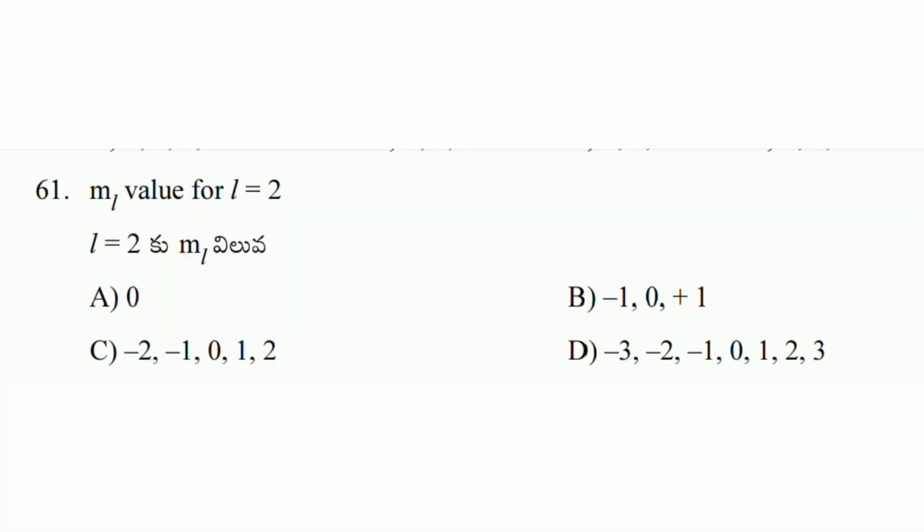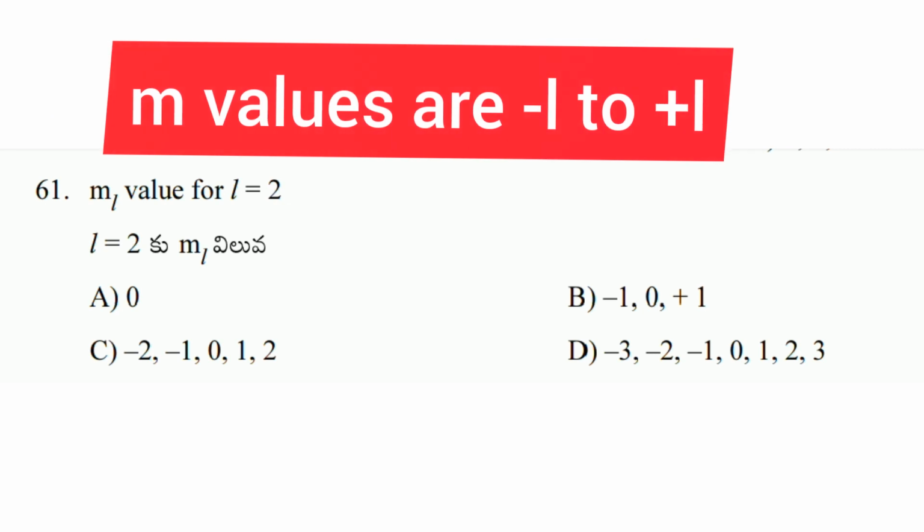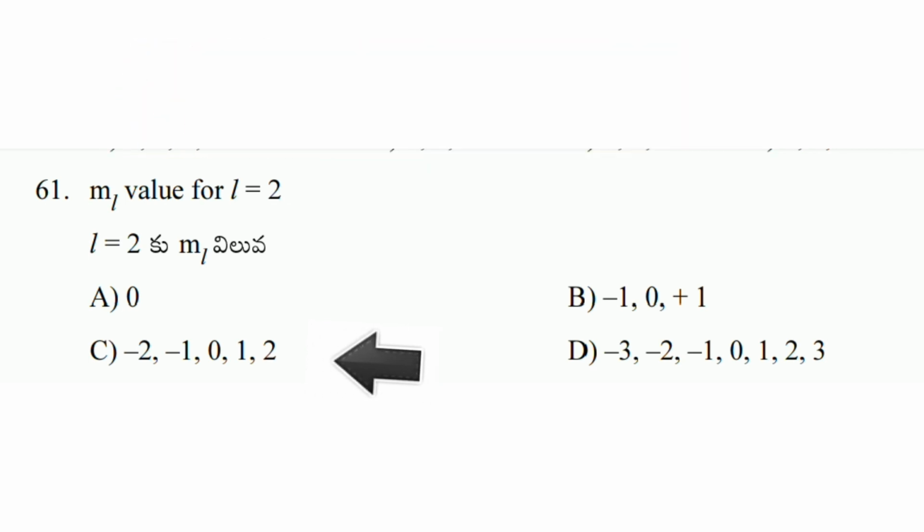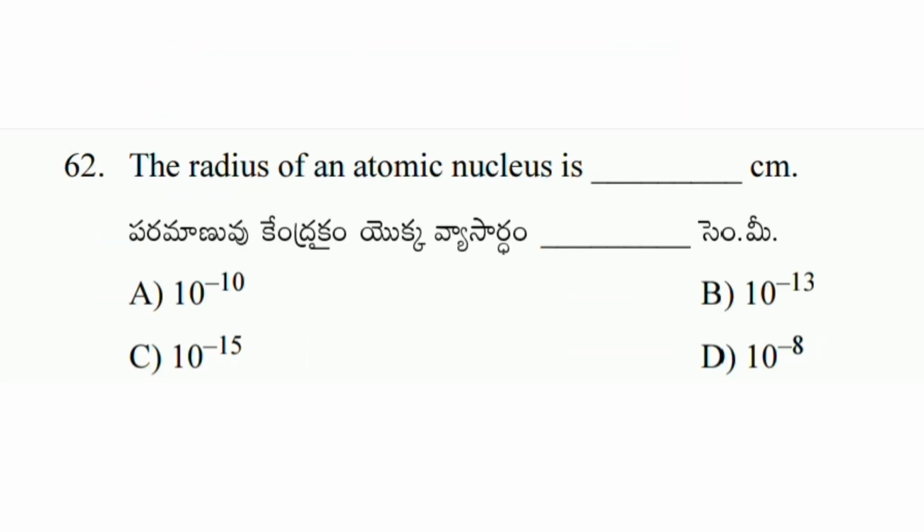So when coming to another bit, that is the ML values for L is equal to 2. We have to consider the M values, that is M is equal to minus L to plus L. So option C, -2, -1, 0, 1, 2, is correct. This is also a direct bit. Let's come to another question, that is, the radius of an atomic nucleus is dash centimeter.